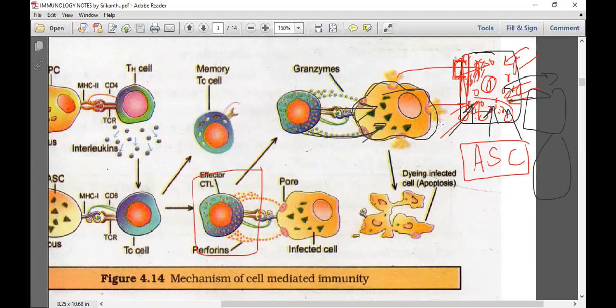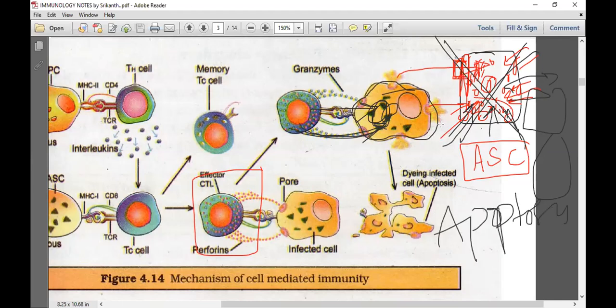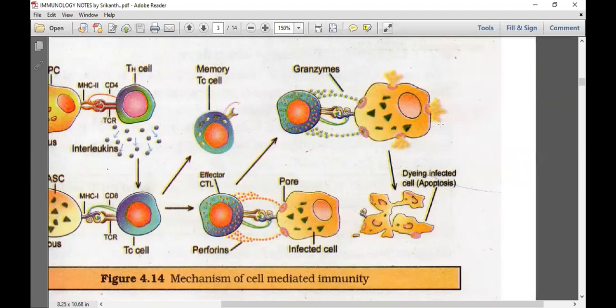Cytotoxic cell releases perforin. Through the perforin, granzymes will enter and they promote the caspases, and we promote the cell to die themselves. That's suicide. What do you call it? Apoptosis, programmed cell death. This is the story of that cell-mediated immunity.